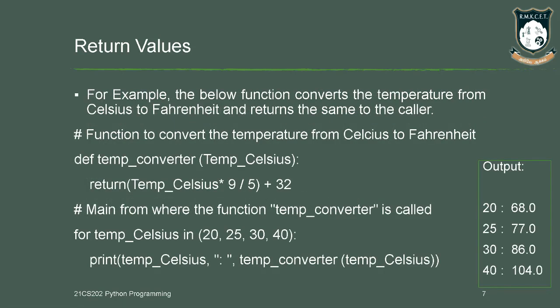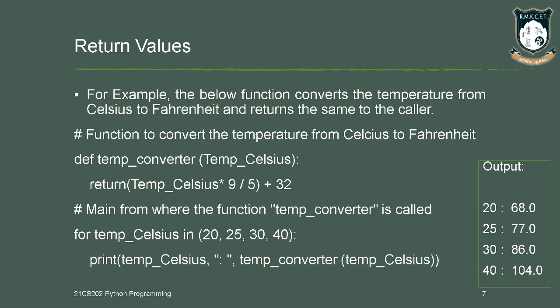Here is an example for this return value. We are converting the temperature from Celsius to Fahrenheit. We do the processing, and the result of the process is returned back to the function call. You can see the program here. The program starts from here. The first line is the single line comment. Then we have used the function called temp converter, the temperature converter, and here we use the values from the main program.